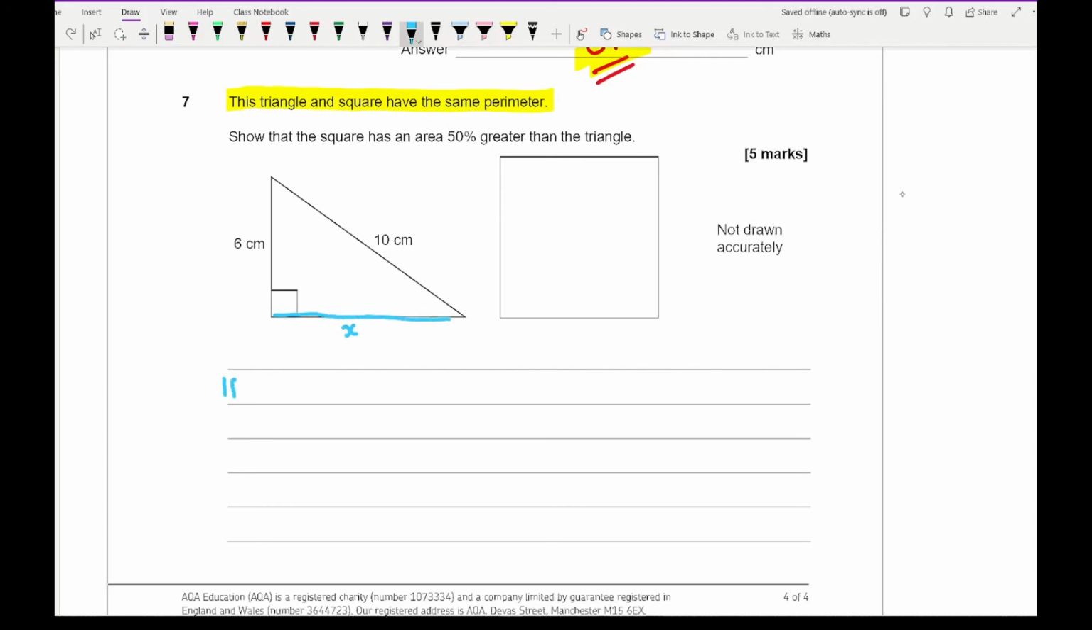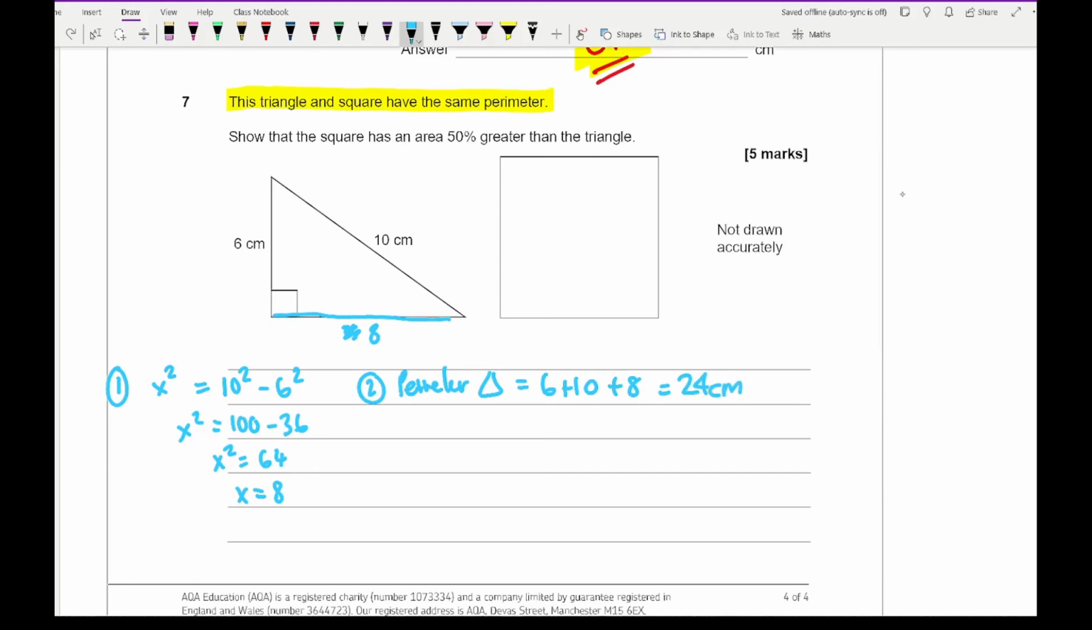So here I'm going to have 10 squared minus 6 squared equals x squared. So x squared equals 100 minus 36, so x squared equals 64, so x equals 8. So that's my first step. The second step is then knowing the perimeter of the triangle is going to be 6 plus 10 plus 8, which is 24 centimeters.